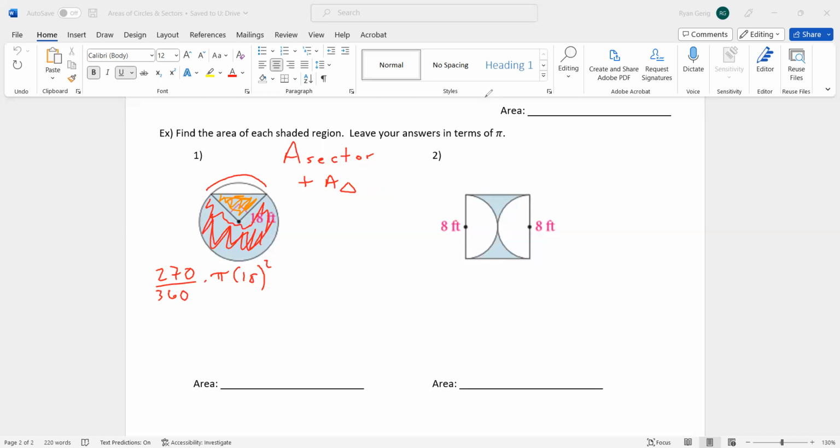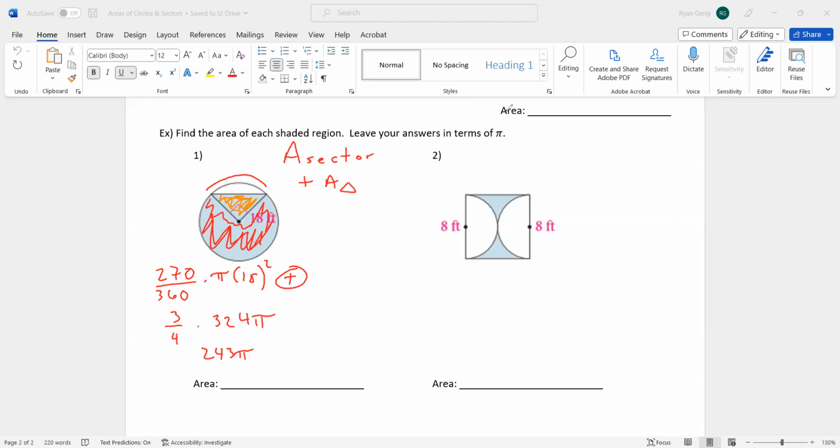So that's 3/4 times 18 squared, which is 324. Yep. 324 pi. So 324 pi times 3 divided by 4 gives me 243 pi. That's the sector. But then I have to add the area of the triangle.